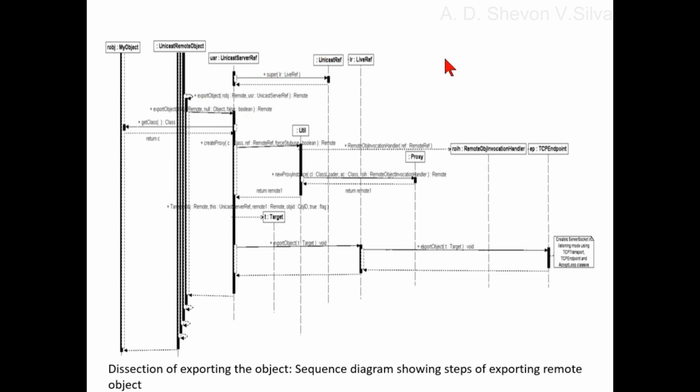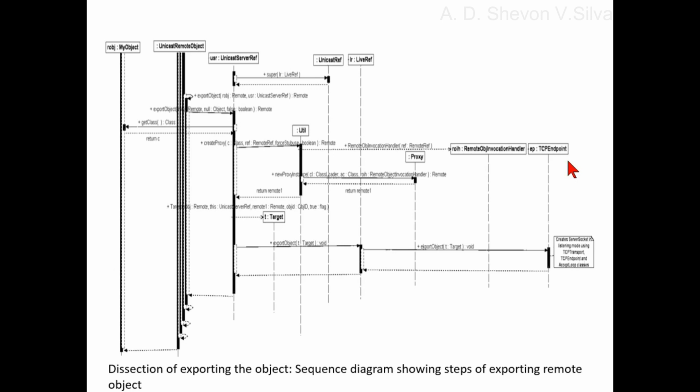TCP transport creates the server socket in listening mode for the TCP endpoint class and inner class accept loop. TCP transport is an active class that waits for new client connection requests.